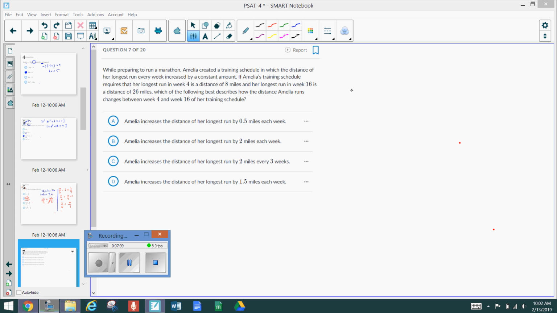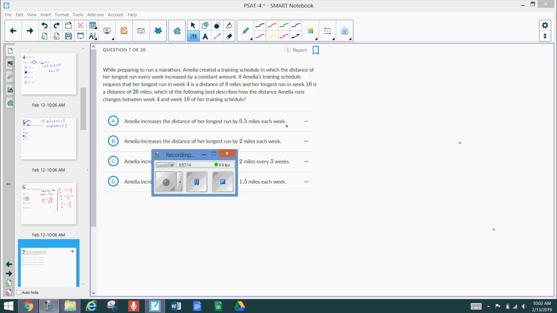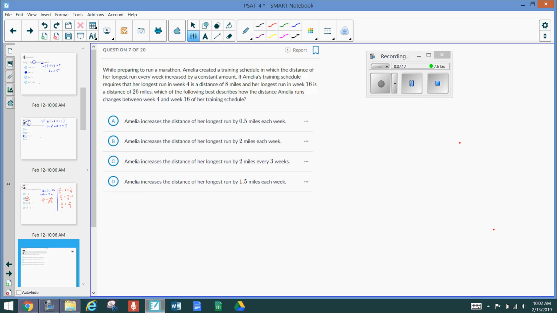Amelia, is that right? Amelia created a training schedule. So, in the 4th week, how many miles did she run? And then we have the 16th. How many miles did she run? She ran 4 miles in the 4th week, and then in the 16th week she ran 26 miles. So, and then I check the answer choices at first.